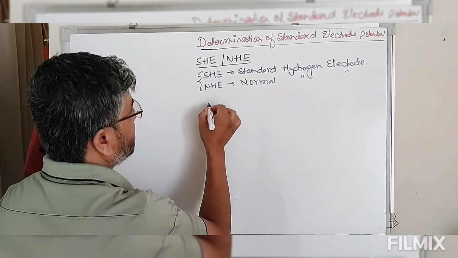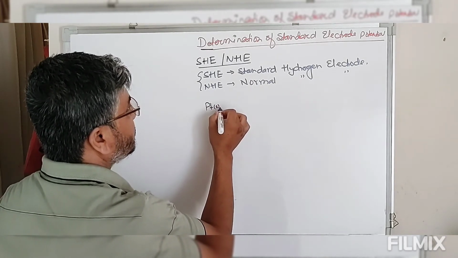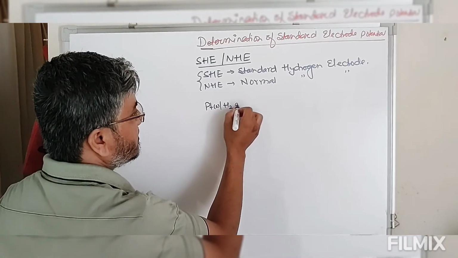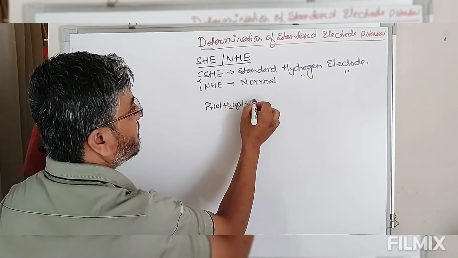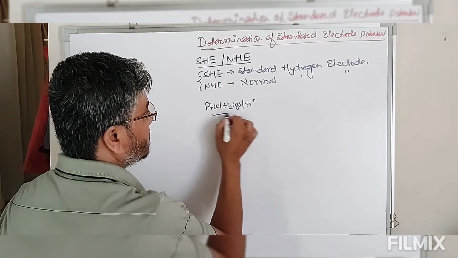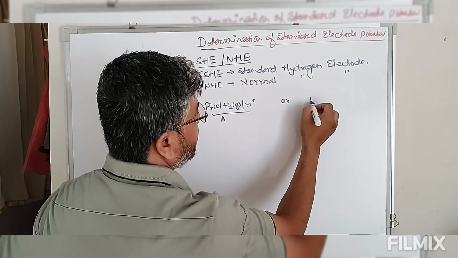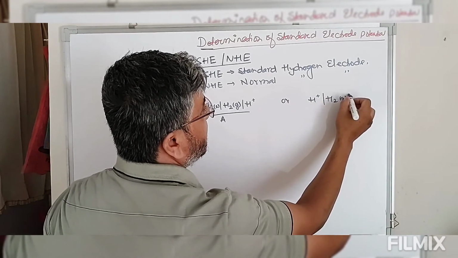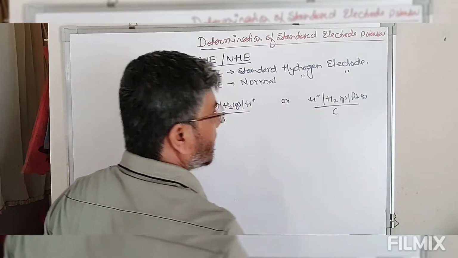So now look at this. We can have this platinum solid in contact with hydrogen gas in contact with H plus ion solution. So this is when it is acting as an anode, or this can also be written as H plus ion in contact with hydrogen gas in contact with platinum solid. So this is when it acts as a cathode.